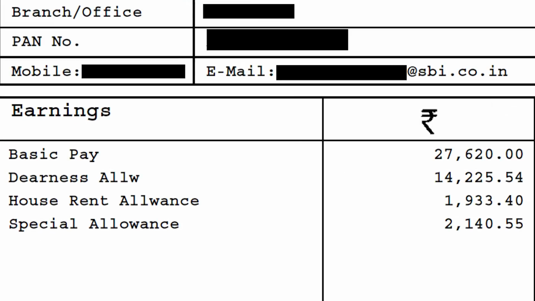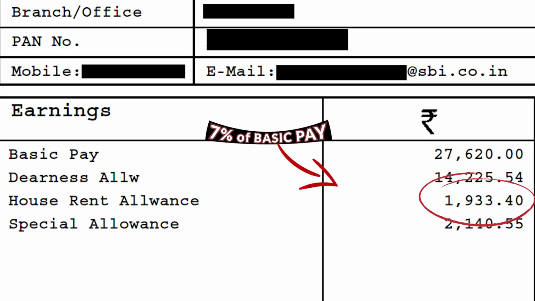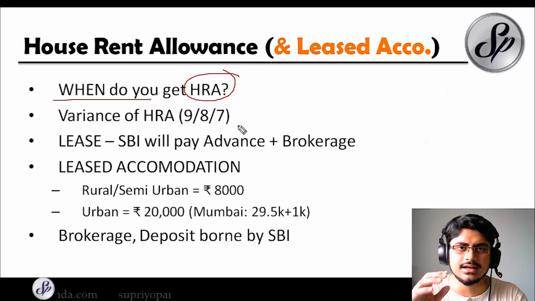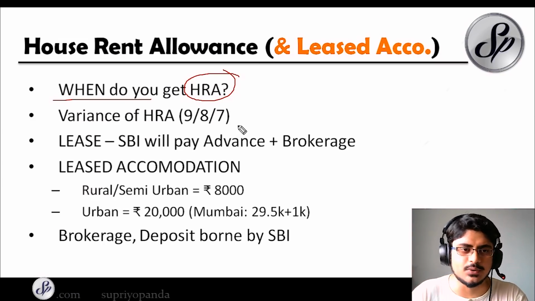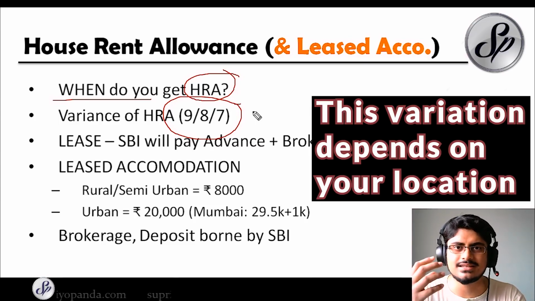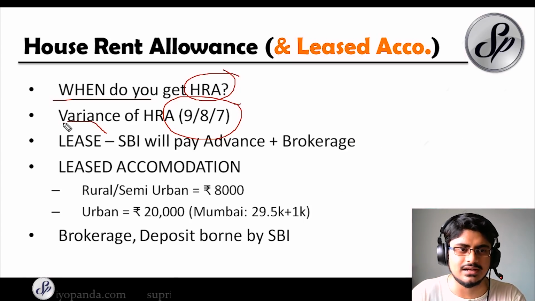Now let's just see my salary. As you see, the HRA amount is 1,933.40, and this is actually 7% of the basic pay. This was what was paid to me on my first salary slip. However, note that this HRA varies quite a lot. The variance is 9%, 8% or 7%. So either 9, 8 or 7% of the basic they will be paying you as HRA based on the location. But the most important thing now we come to is the leased accommodation.